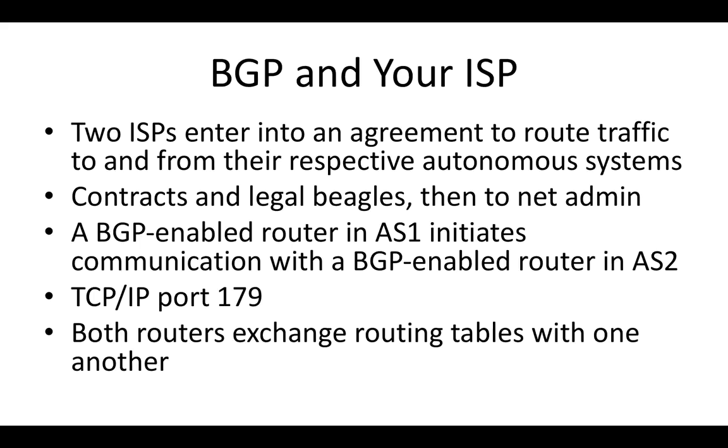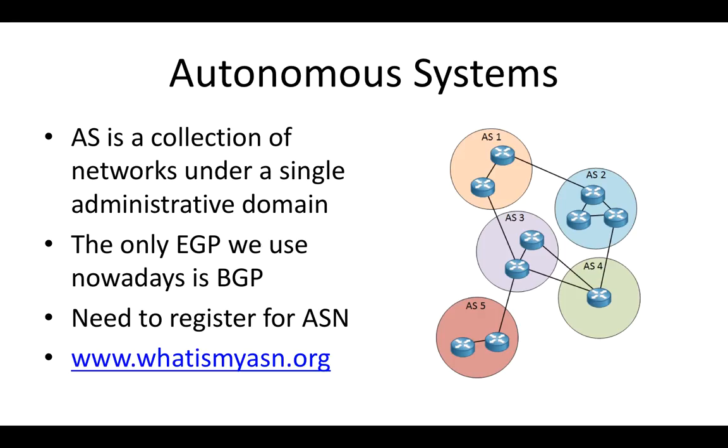So let's talk a little bit more about the autonomous systems here. As I said before, an autonomous system is just a collection of networks, routers, equipment, things that you own under a single administrative domain. And really the only exterior gateway protocol that we use is BGP. So if you're talking about the public internet, you're talking about those collections of ASs, you're talking about communicating with BGP, and then that brings us to the ASN. So much like we have to go buy IP addresses from ARIN, we can go buy an ASN number or register that with those public authorities, and then we own that number.